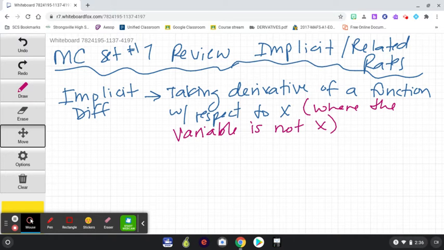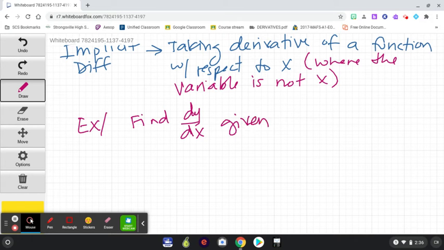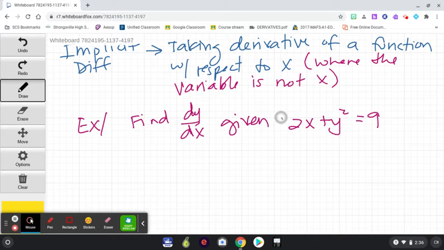And so I'm going to run through an example here to remind you what this looks like. Let's say my directions are to find dy/dx, given that 2x + y² = 9. I have to take the derivative with respect to x of each of these terms. The variable I'm taking the derivative of is x, and the derivative of 2x is 2.